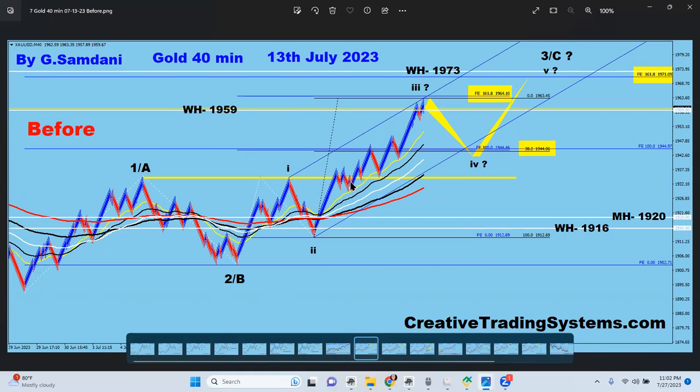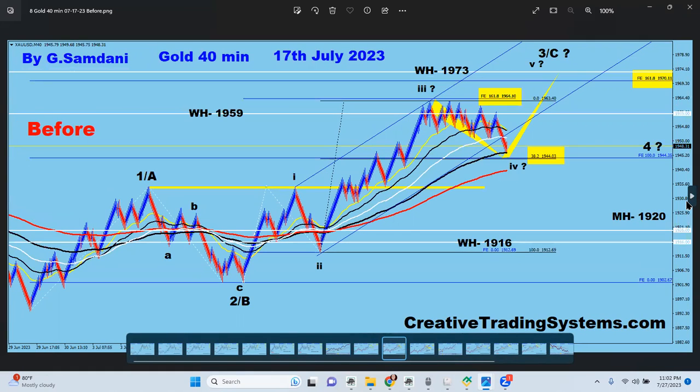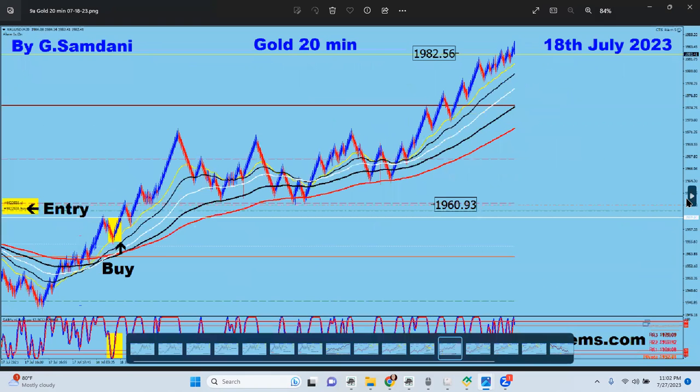So I had this trade, the one I showed you, from here to here. So after that, I said we're going to drop here for wave 4 and then go to wave 5, and that will be the end of wave 3. So exactly the same thing happened. We came down for wave 4, and then we started to go up and going to the upside again. The second trade, 1960 to 1982.